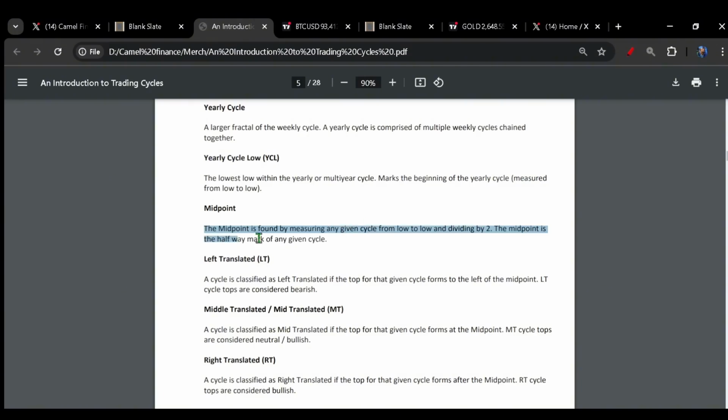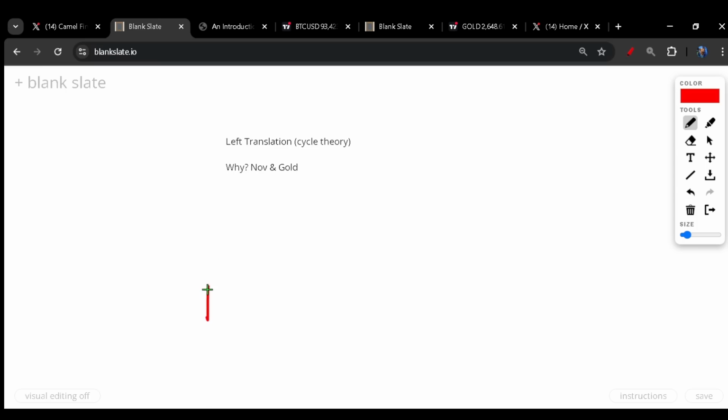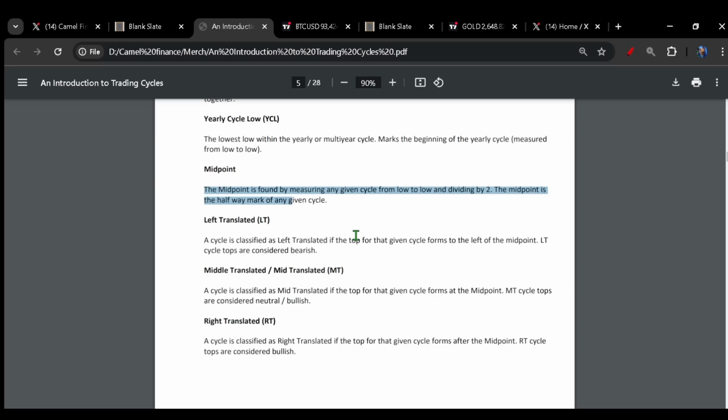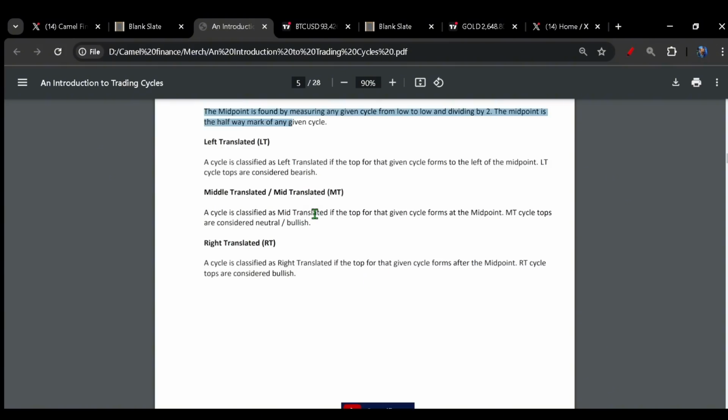The midpoint is the halfway mark of any given cycle, which of course means, let me do some scribbling, if we have a cycle low here and another cycle low here, and we observe that price trades into a cycle low, bounces up before coming down into the next expected cycle low and bouncing, the exact halfway point between these 2 cycles, right in the middle, is the midpoint. So then how do we define translation? Cycle translation is simply an observation of where the peak forms in a cycle relative to the midpoint.